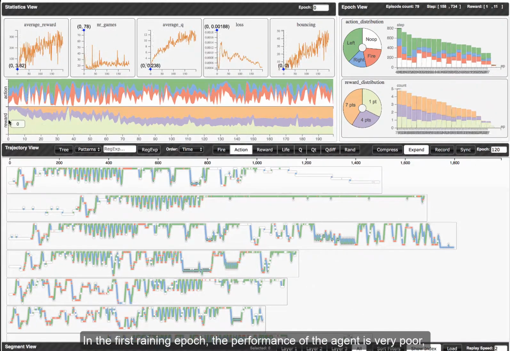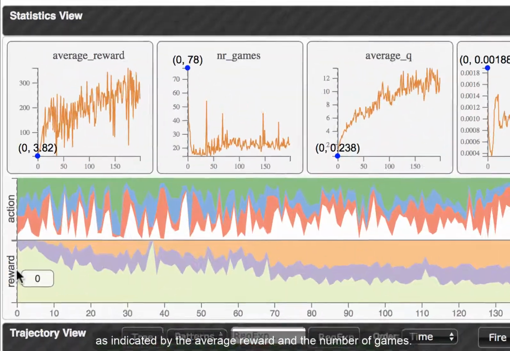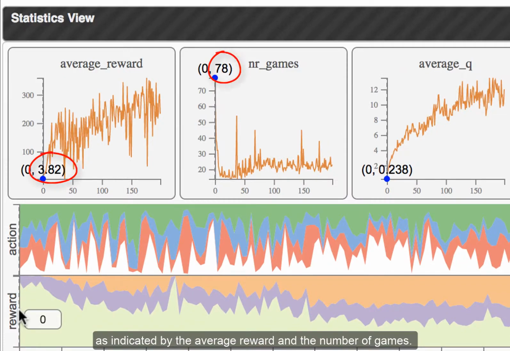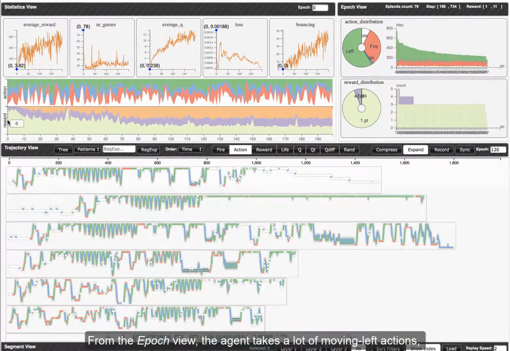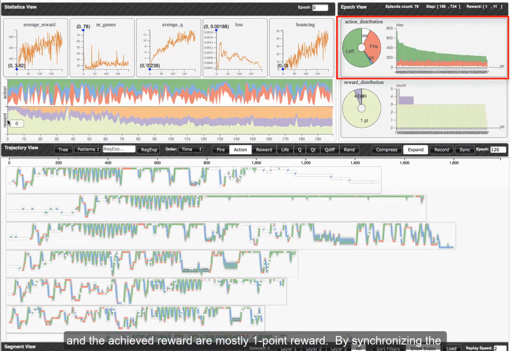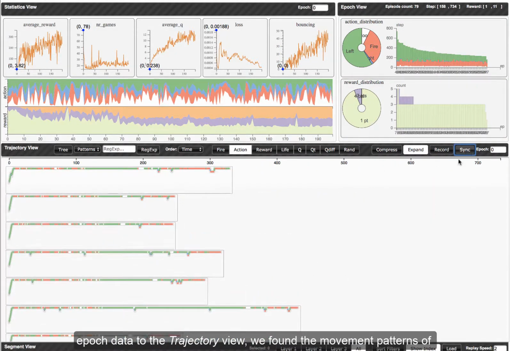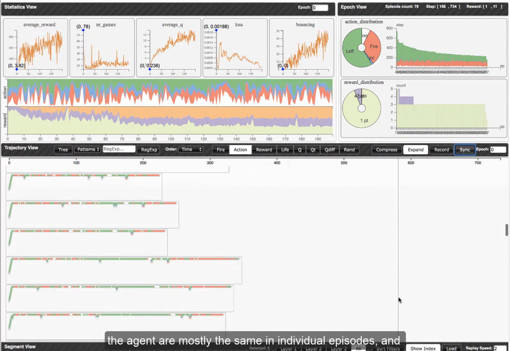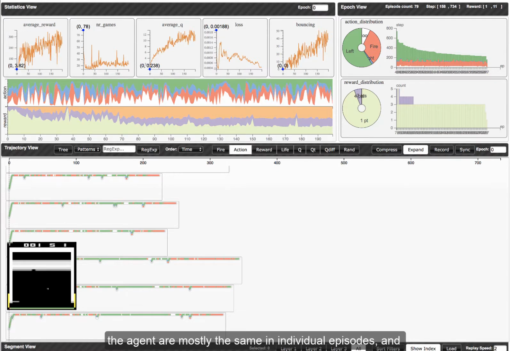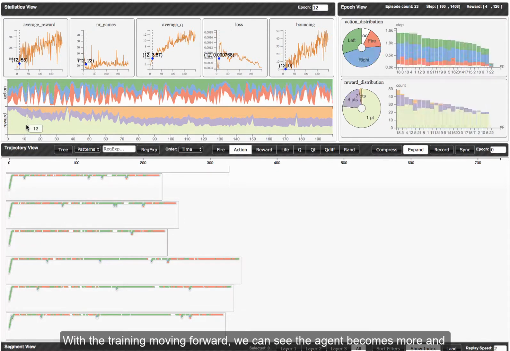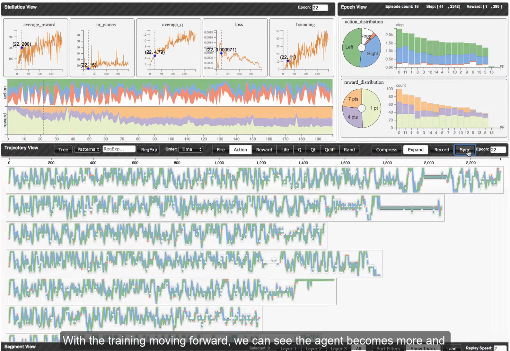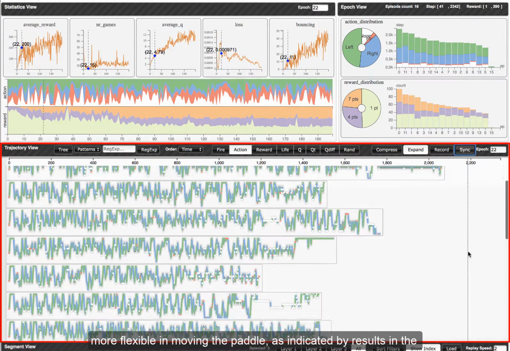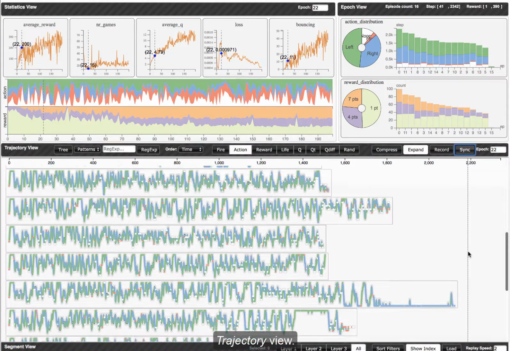In the first training epoch, the performance of the agent is very poor, as indicated by the average reward and the number of games. From the epoch view, the agent takes a lot of moving left actions, and the achieved rewards are mostly 1-point rewards. By synchronizing the epoch data to the trajectory view, we found the movement patterns of the agent are mostly the same in individual episodes, and the agent always stays at the left side of the scene. With the training moving forward, we can see the agent becomes more and more flexible in moving the paddle, as indicated by the results in the trajectory view.